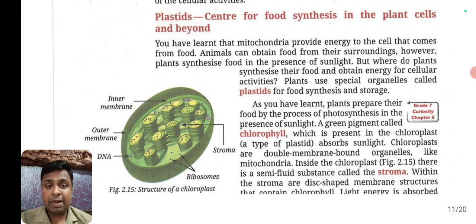That is a fuel for them. And we eat that food. So that's a fuel for us also. How does it produce? It is produced by photosynthesis reaction. So plastids, for example chloroplast, can be used for production of this food. As you have learned, plants prepare their food with the help of green pigment called chlorophyll. So it absorbs the sunlight and converts it into usable form of energy.